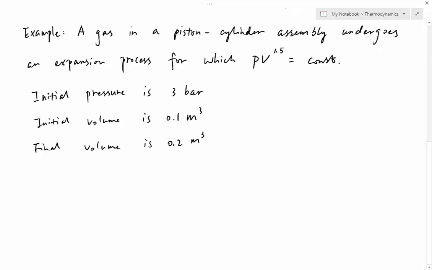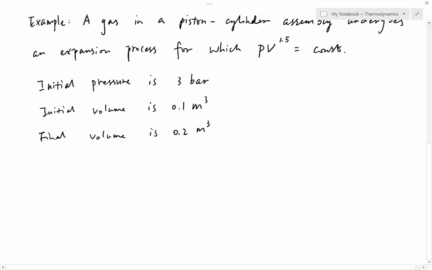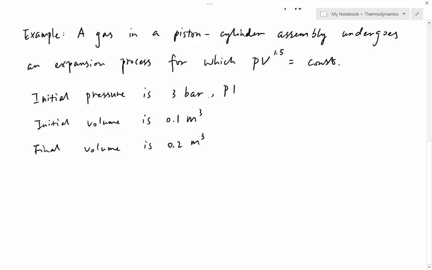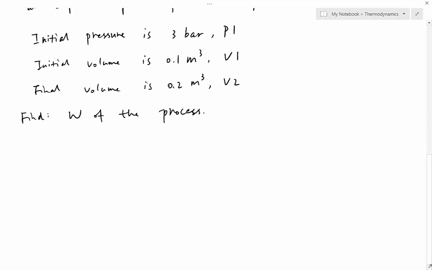Now we can say this pressure must be 3 bar. We can call it P1. We use 1 for initial and 2 for final. So 0.1 cubic meter must be V1, the initial volume, and the final volume must be V2. And then what we want to find is the work of the process. As an engineer, you want to quantify how much work you can get out of this expansion process, so you know how much work you can use to drive your car. Okay, so now how do we solve this equation?